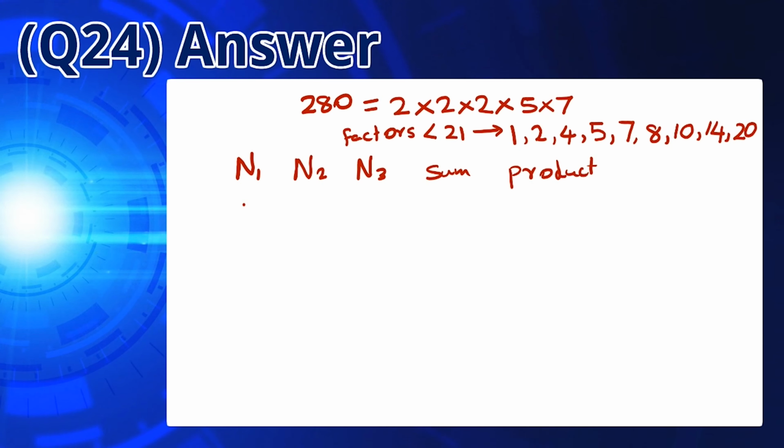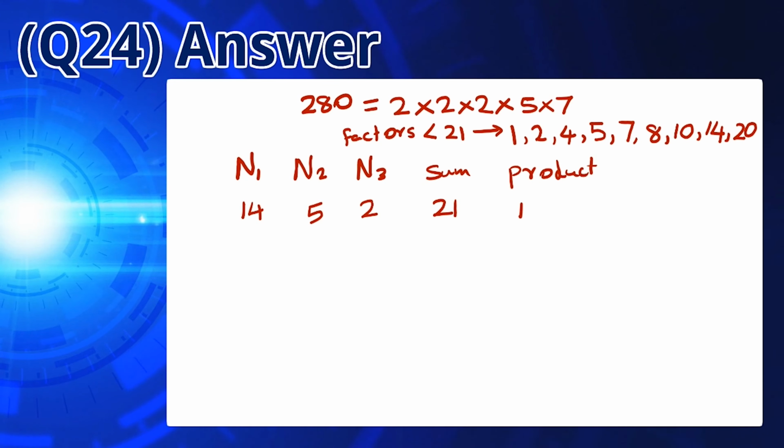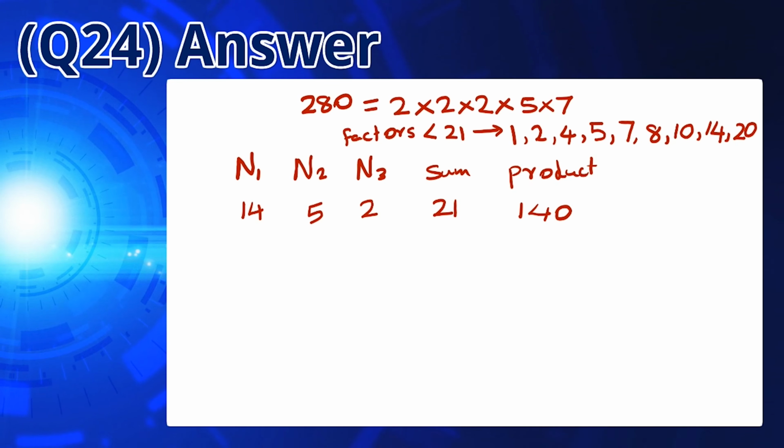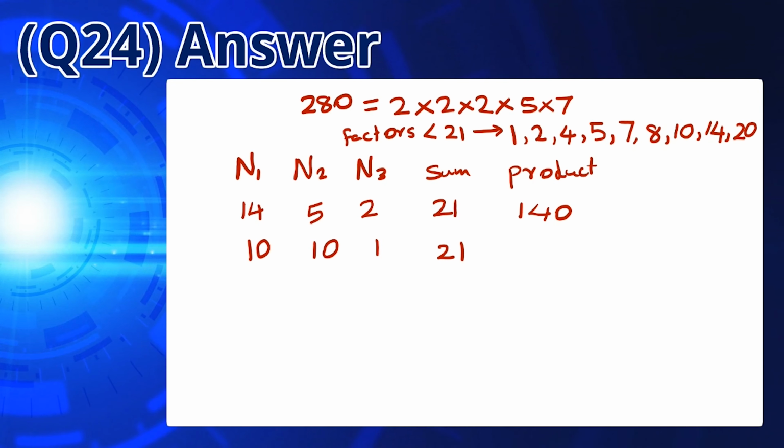The three numbers could be 14, 5, and 2. The sum would be 21, however, the product is 140. We can repeat this process until we get a product of 280 and a sum of 21. This happens when the three numbers are equal to 10, 7, and 4.